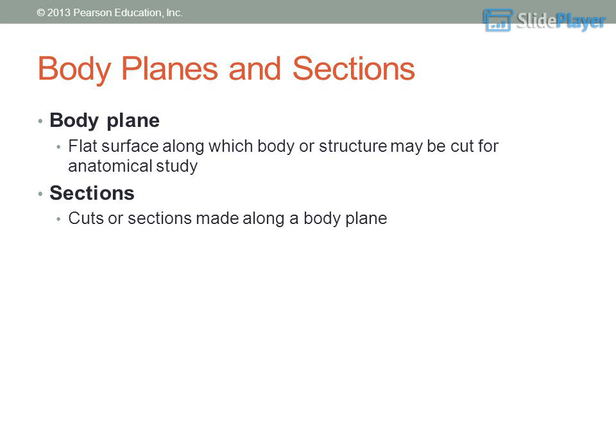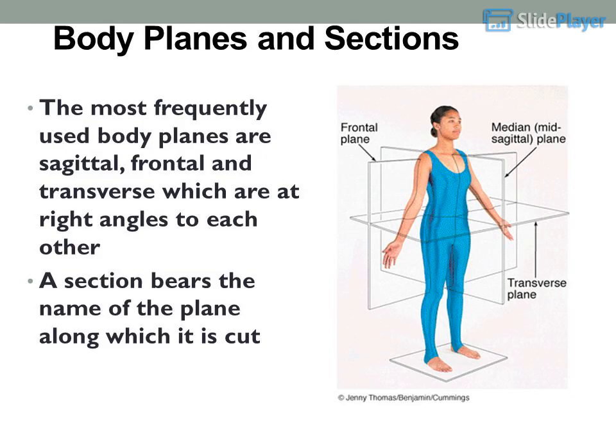Body planes and sections. A body plane is a flat surface along which the body or a structure may be cut for anatomical study. Sections are cuts made along a body plane. The most frequently used body planes are sagittal, frontal and transverse, which are at right angles to each other. A section bears the name of the plane along which it is cut.